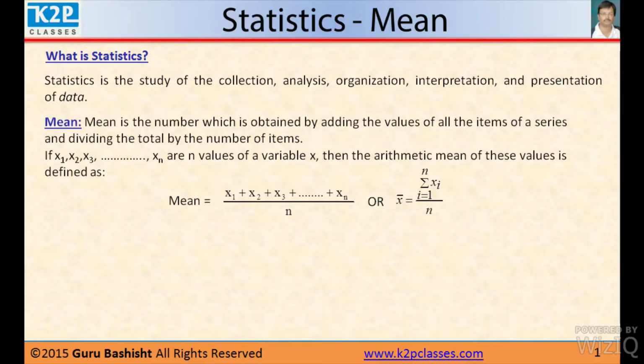Now, a few things we have to understand here clearly. Mean is also called average in layman language. When we say mean, it actually means arithmetic mean. There are two other kinds of mean, geometric mean and harmonic mean, which are not the subject matter of this class. So, when we say simply mean, it is arithmetic mean.